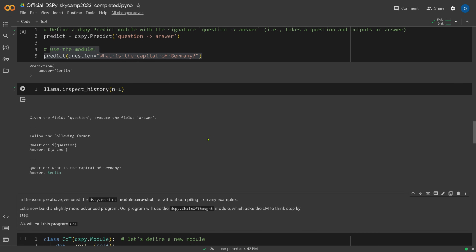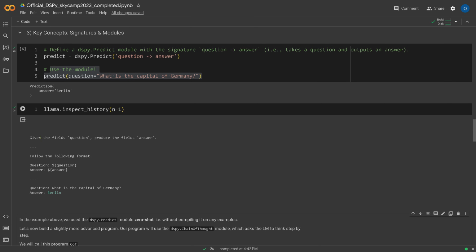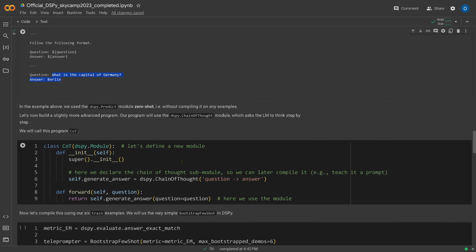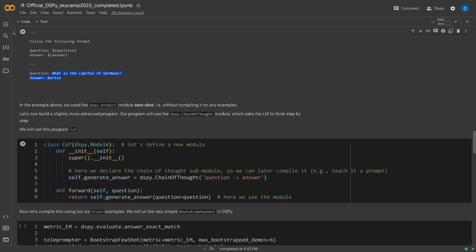And then you have the structure. You have the given fields question and answer, and question should produce the field answer. And we have the following format, zero-shot, so just question and answer. Question, what is the capital of Germany? Answer, Berlin. Now we do this with the simplest chain of thought.